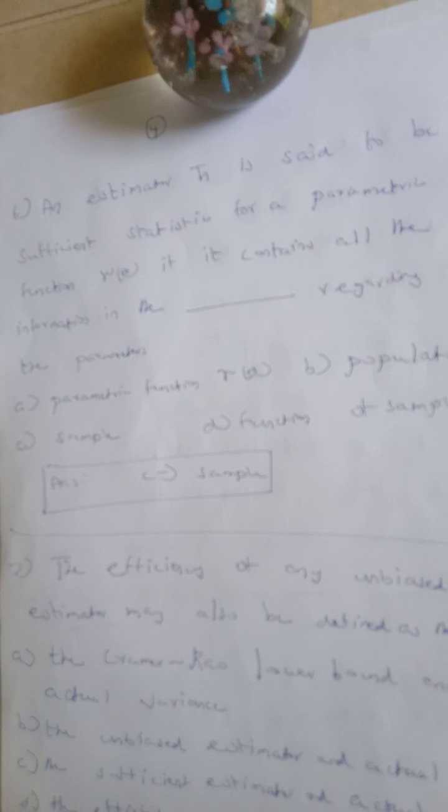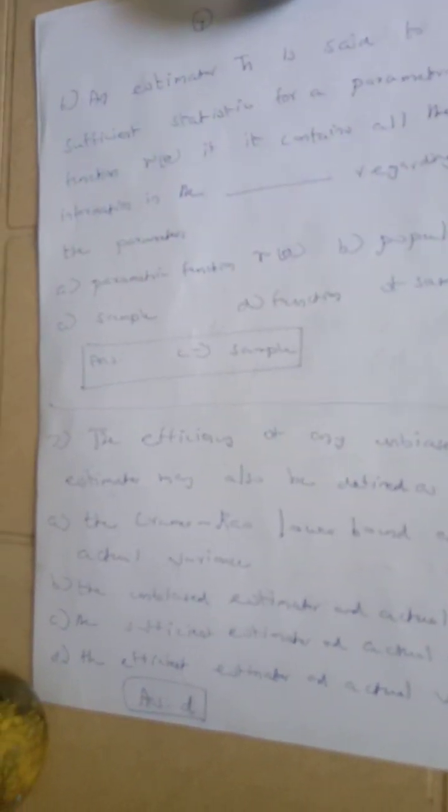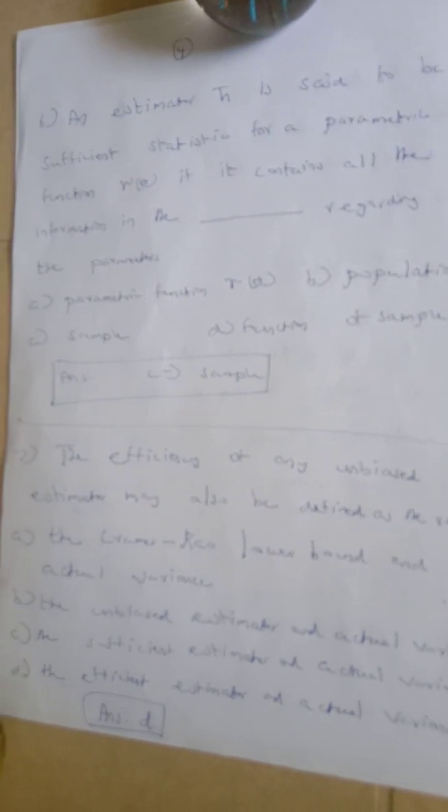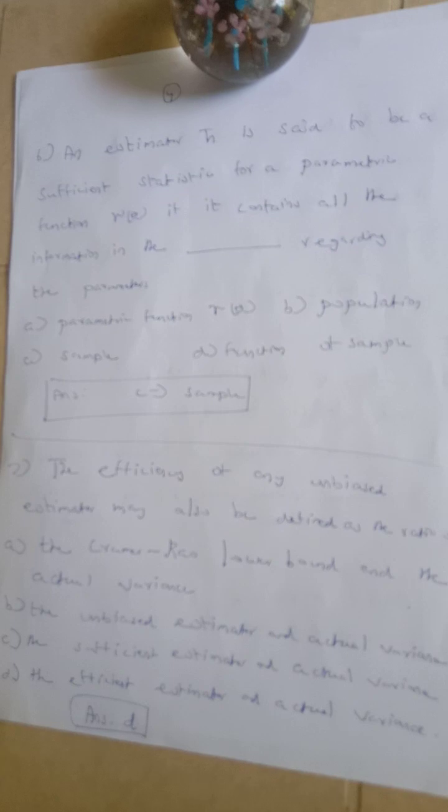Question number 6. An estimator Tn is said to be a sufficient statistic for a parametric function gamma of theta if it contains all the information in the dash regarding the parameter. Option A, parametric function; option B, population; option C, sample; option D, function of sample. The correct answer is option C, sample. Let us move to the next question.